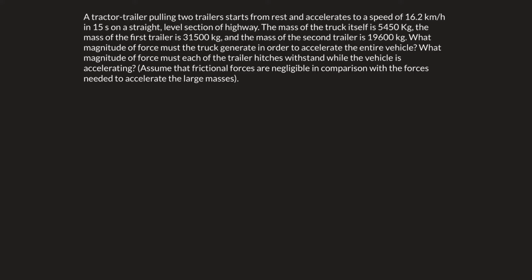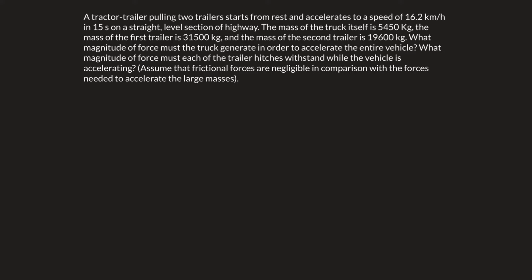The mass of the truck itself is 5,450 kilograms. The mass of the first trailer is 31,500 kilograms, and the second is 19,600 kilograms. We're asked to solve for the magnitude of force that the truck must generate to accelerate the entire vehicle, and the magnitude of force that each trailer hitch withstands while the vehicle is accelerating. We're going to assume that friction is negligible here, at least compared to the forces that we're dealing with.